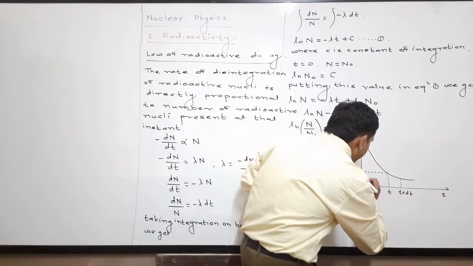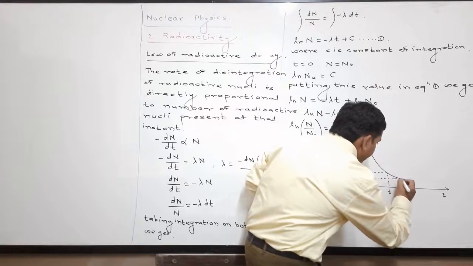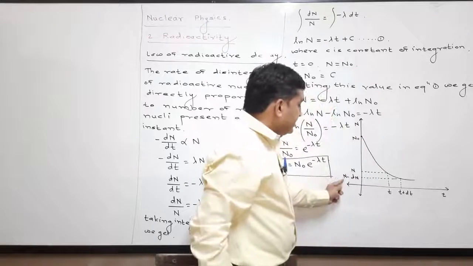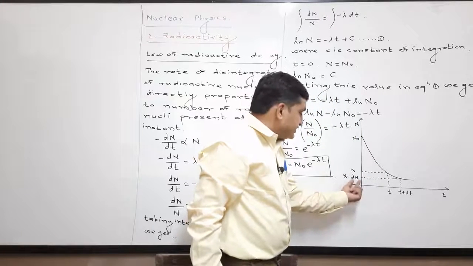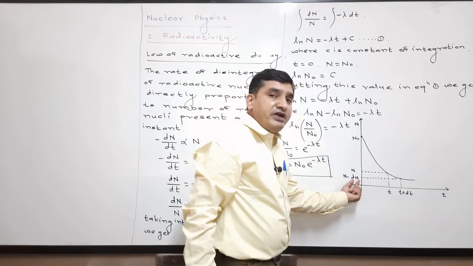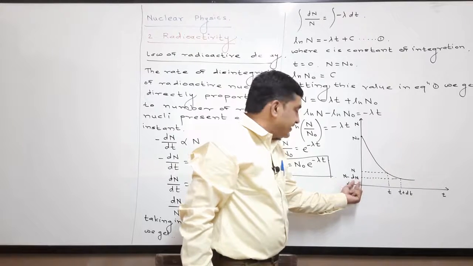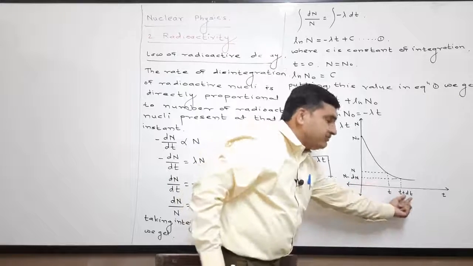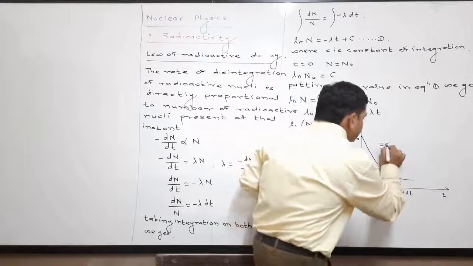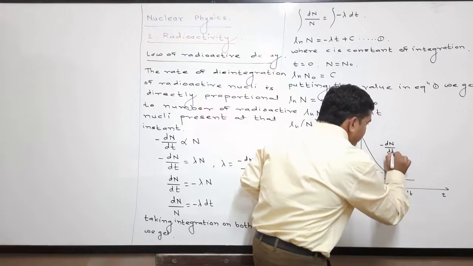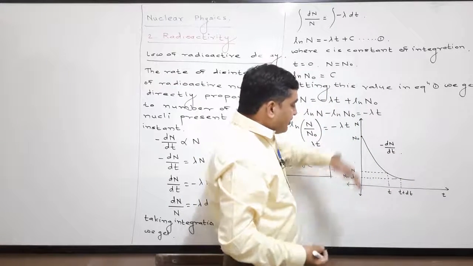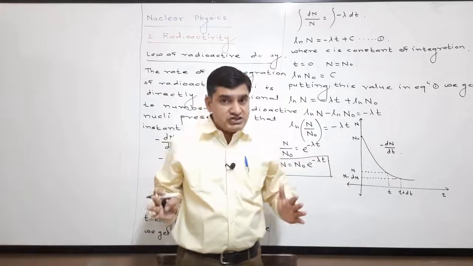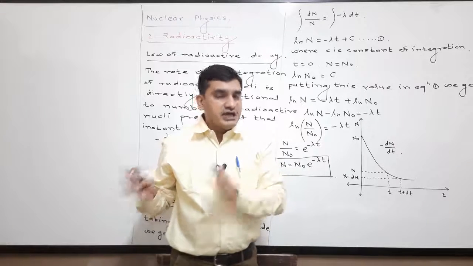Then the radioactive nuclei disintegrate, that is N minus dN. So this represents the number of radioactive nuclei disintegrated. dN is the number of radioactive nuclei disintegrated in a time dt, and therefore we can represent this as minus dN upon dt. And from this graph we can say that the radioactive nuclei decay exponentially with time.